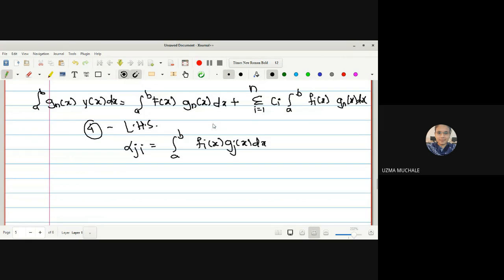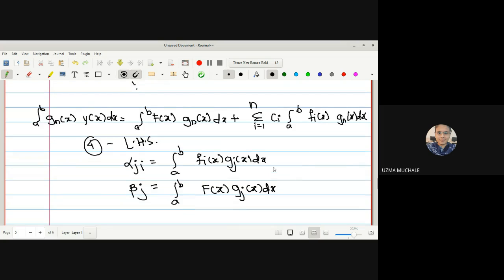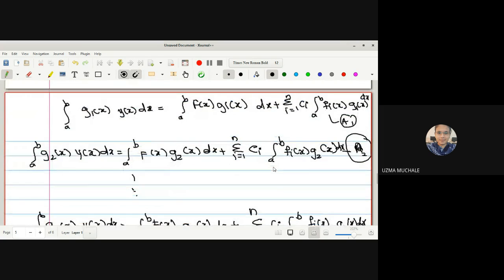Hence we can apply that. Here we can get the value of this term as integration a to b. This f of x is fixed and the values of g are varying. For the different values of j, you will get different constants. Any doubt here? The LHS is C1, C2, C3 and so on.